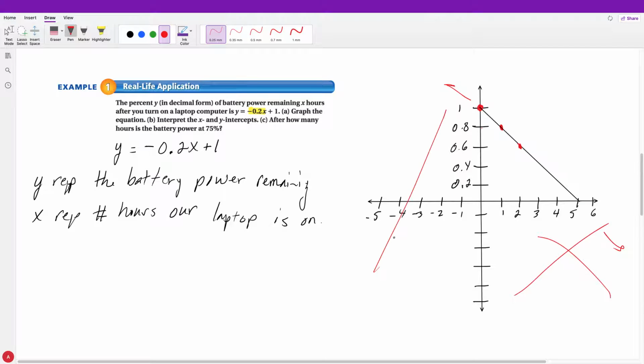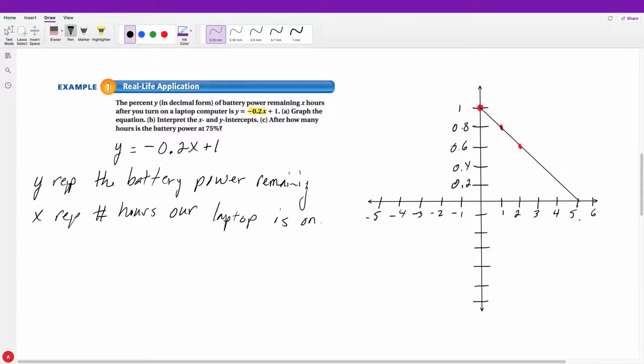So anything to the left of this y-axis, we don't need to graph, because it's impossible for our x to ever be a negative number here. That's why our graph is going to just start and end at our x and y intercepts. And we don't put arrows on this one because it can't go any further than this. That's why arrows are important when we use them, because they represent that the line goes on to infinity and keeps going.